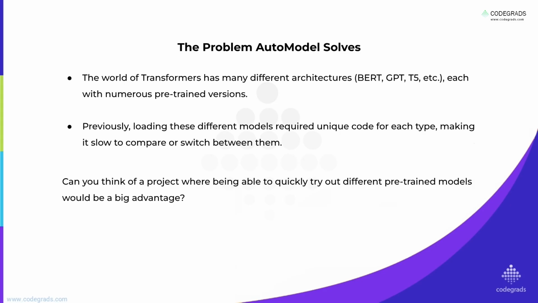Well, the world of AI language models, or transformers, is incredibly diverse. You have got BERT for great understanding, then GPT, amazing for generating text, T5, which can do almost anything related to text, and many more. Each of these architectures has lots of different pre-trained versions, fine-tuned for specific tasks or languages. Before Auto Model, if you wanted to try BERT, you would write one piece of loading code. Then if you wanted to try a GPT-2 model, you would have to write another, different piece of code. Comparing models was slow and a bit of a headache.